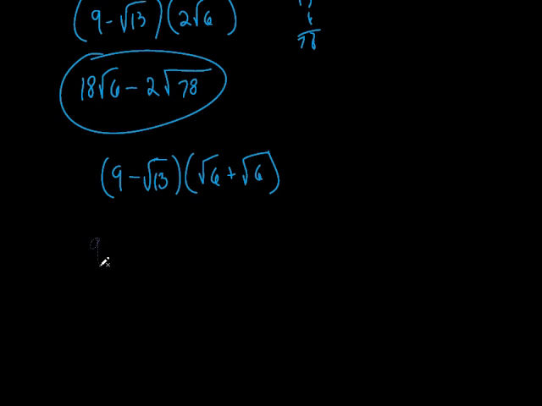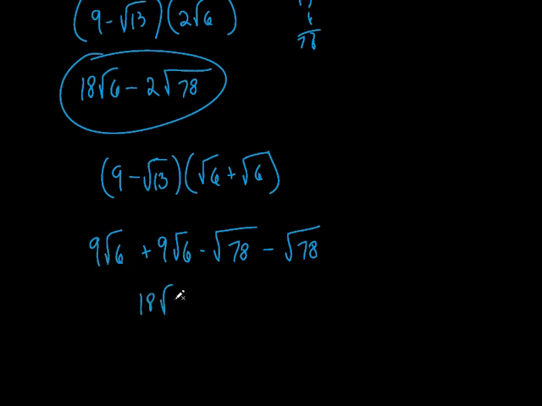9 square root of 6. Right, that's the first. The outside is another 9 square root of 6. The inside is minus square root of 78, right? And then the last is negative square root of 78. Just like that. We good? Now you got to add like terms though. So you add these up. 9 of these plus 9 of these are 18 of them. Okay, minus 1 is minus 2 square root of 78.